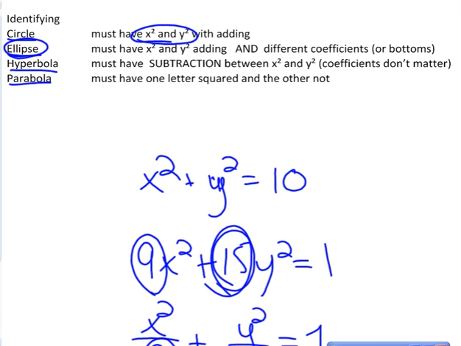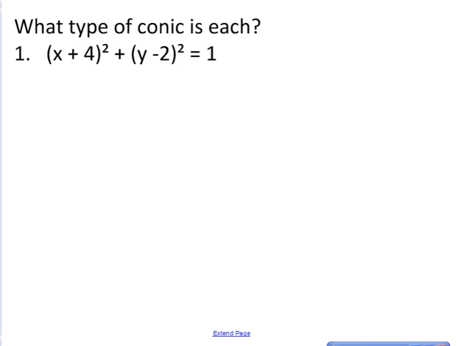All right. Hyperbola is easy. That's the only one that has an x squared, y squared, and subtraction. So you're looking for subtraction with a hyperbola. Parabola is also easy because only one of the variables is squared, the other is not. So let's do a couple examples.